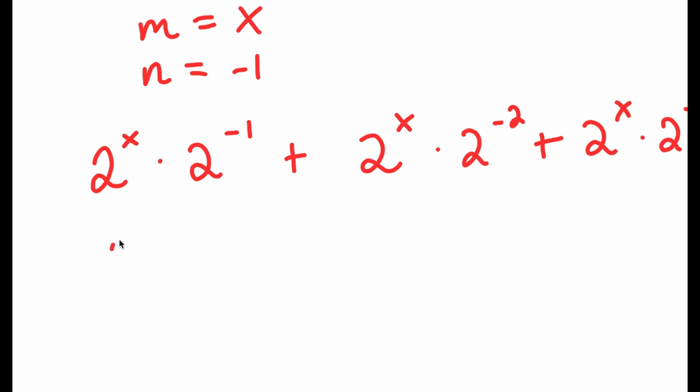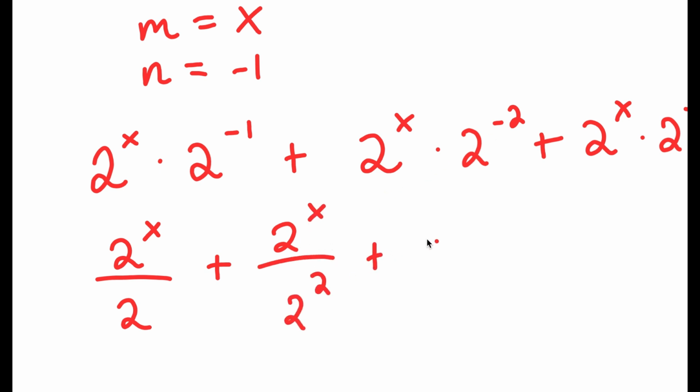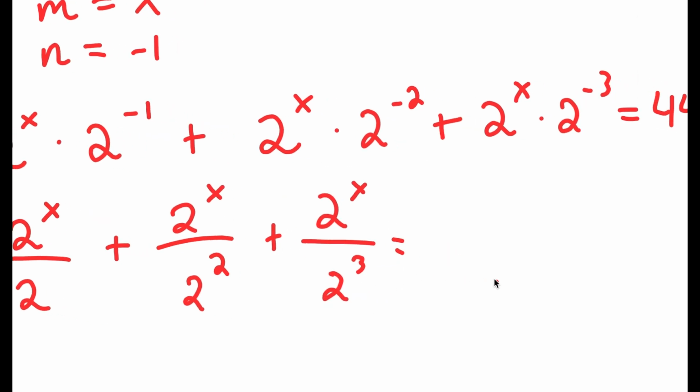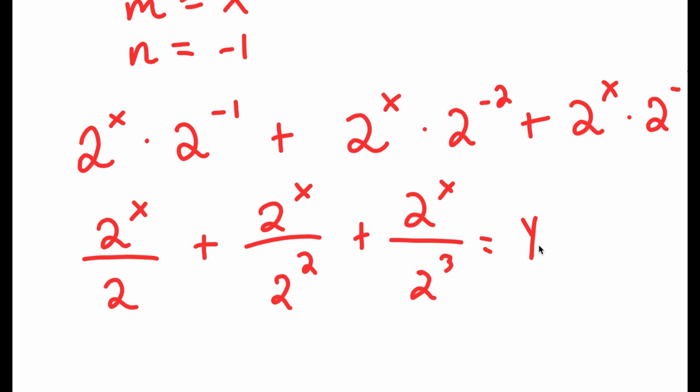Now 2 to the power of negative 1, that's the same thing as 1 over 2. Now if I multiply that by 2 to the power of x, I get 2 to the power of x over 2. Now I have this plus 2 to the power of x over 2 squared plus 2 to the power of x over 2 to the power of 3, and this is equal to 448.